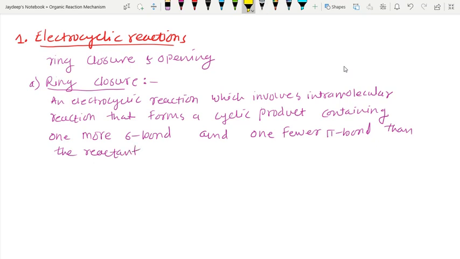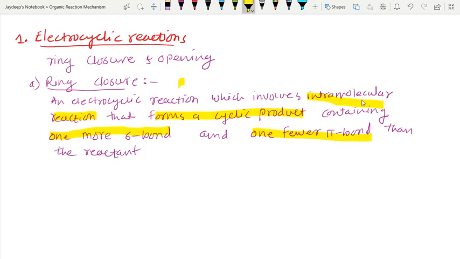So this particular type of reaction, ring closure type of reaction, electrocyclic reaction, involves intramolecular reactions. This is an intramolecular reaction which forms a cyclic product which contains one extra sigma bond and one pi bond less than that of the reactant. So these are the important points in this case.